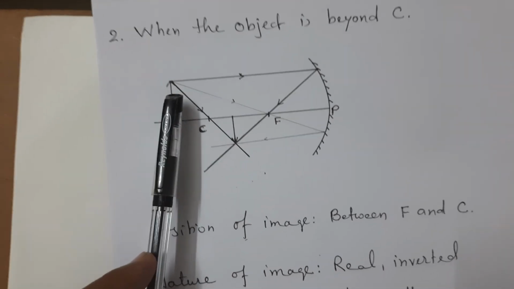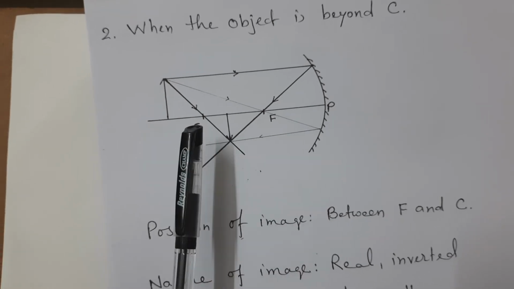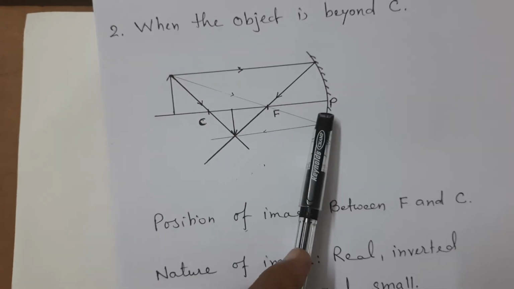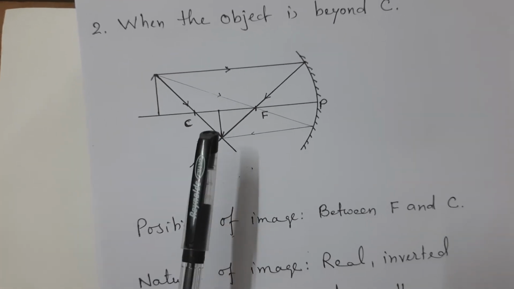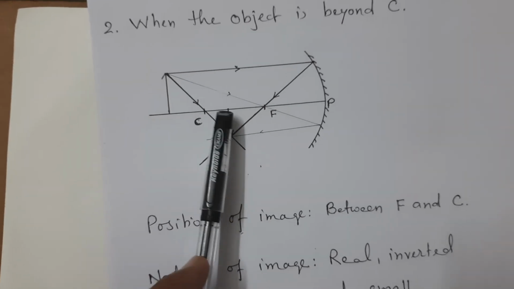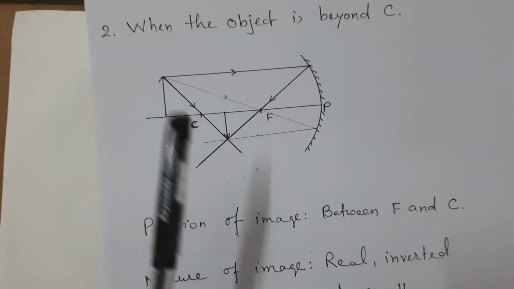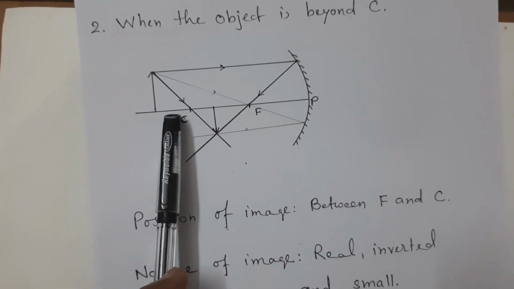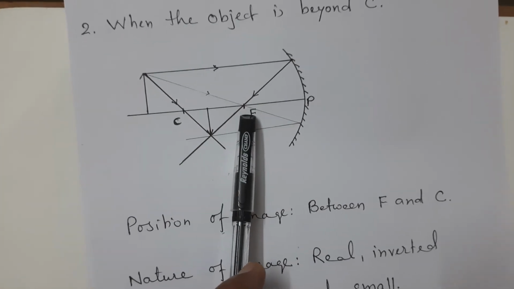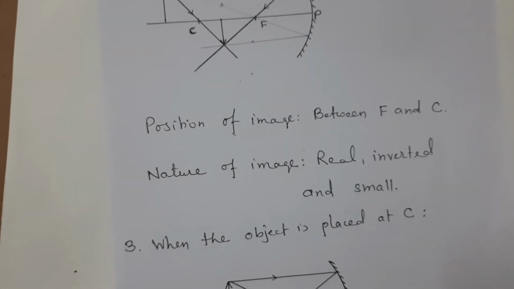Now you can see the image obtained is inverted. It is obtained in front of the mirror. That's why that particular image is real, and real images are inverted. Its size is smaller than the object. So what do we say about the position of the image? The position of the image is that it will form between F and C. And the nature of image is real, inverted and small. So this diagram you need to draw.